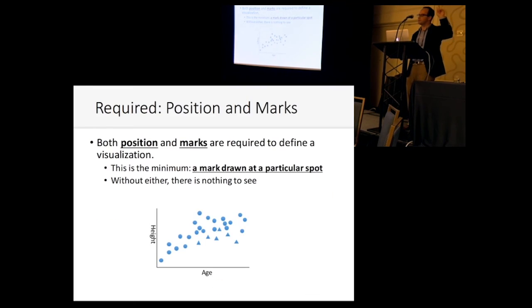Now those 2 things, position and mark, are the 2 basic variables that we need to set. We need to have something to draw and a place to draw it, and that gives us the building blocks for an initial chart, such as the scatter plot you see here. So already we can see something pretty informative. We have a relationship between age and height, and because we have 2 different marks, we can see those triangles are kind of lower than the circles. So there's something interesting about that group that we might want to learn about. All right, so position and marks.